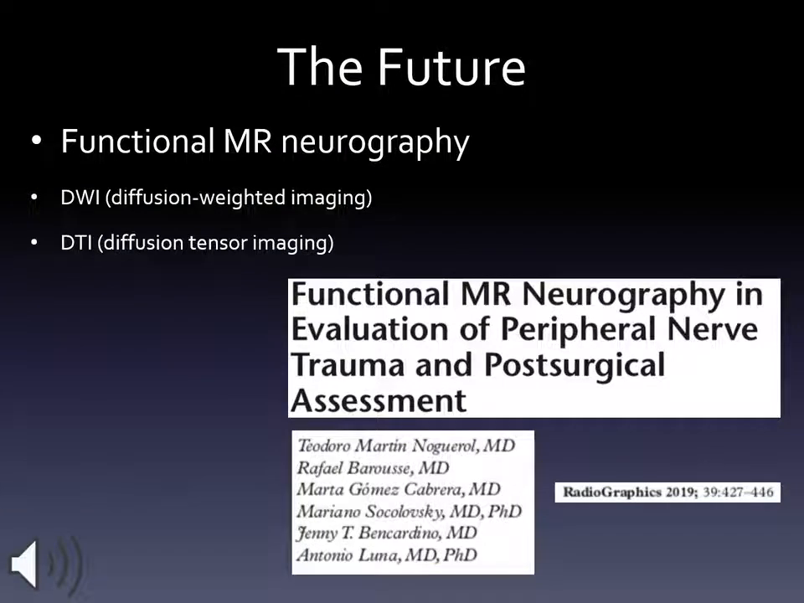Magnetic resonance neurography has also been proposed as a useful tool for assessment of post-surgical outcomes and complications in patients who have undergone surgical repair of peripheral nerve injuries. The future is represented by the exploitation of functional MRI techniques such as diffusion-weighted imaging or diffusion tensor imaging. These techniques provide not only morphological but also functional information about extent and degree of nerve impairment.